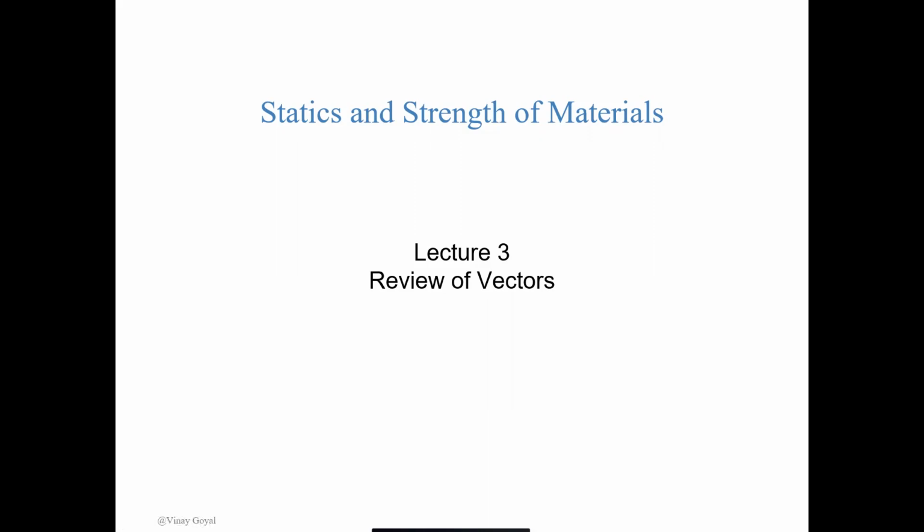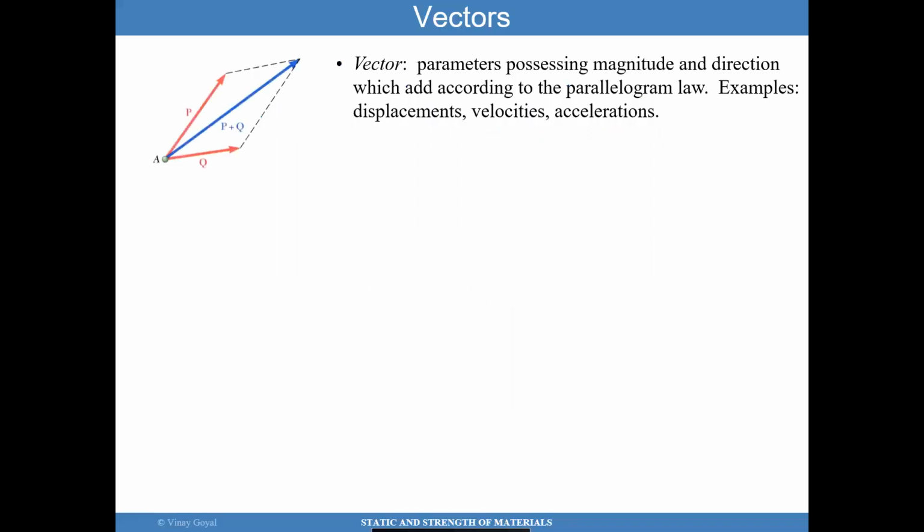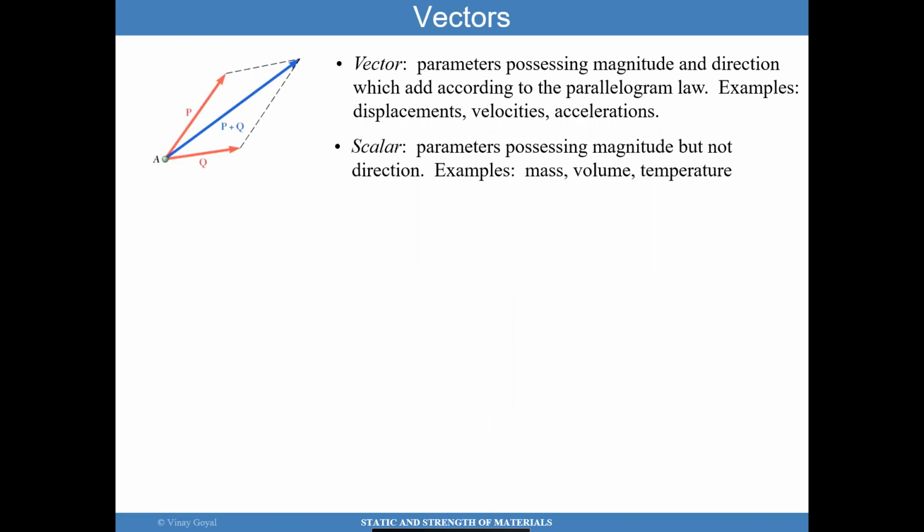We'll be reviewing vectors today. What is a vector? A vector is a parameter that possesses magnitude and direction. Examples of that are displacements, velocities, and accelerations. Here's an example of a vector. Vector P points from point A and is directed in a particular direction and has a magnitude, as an example.